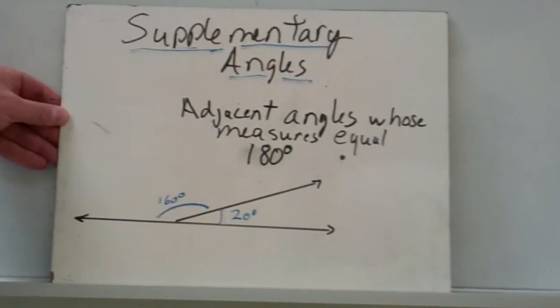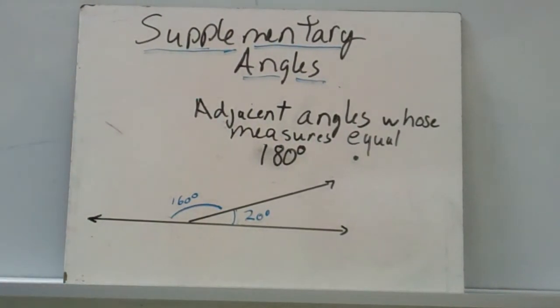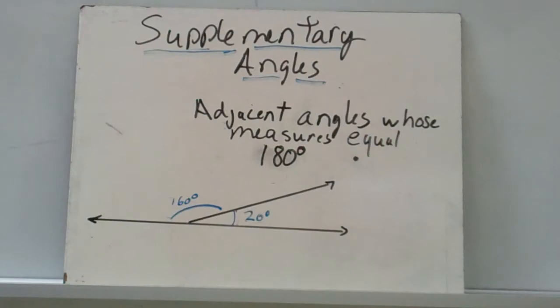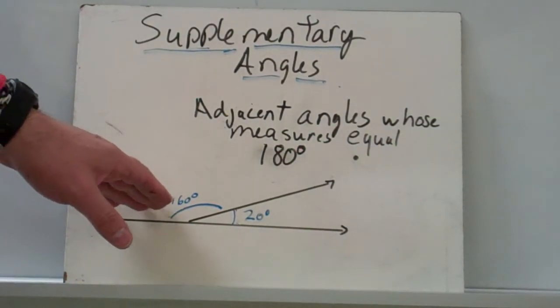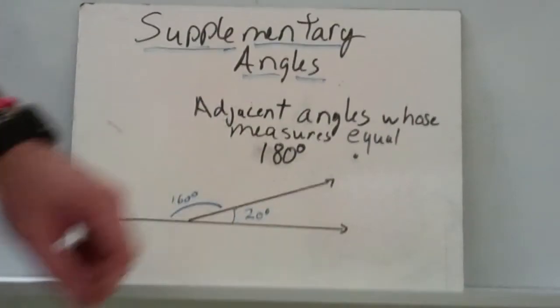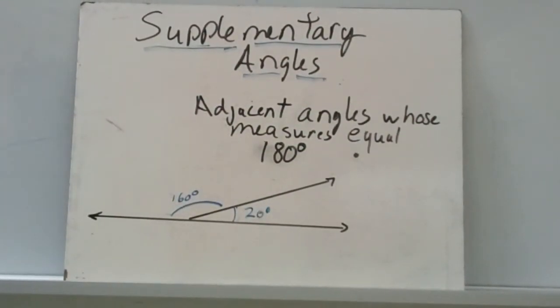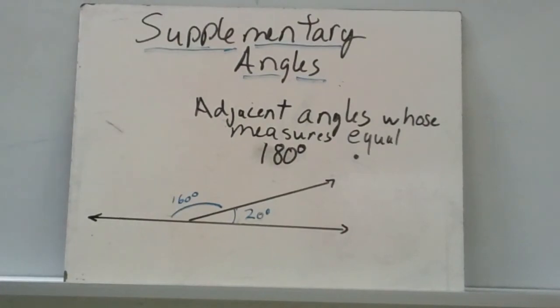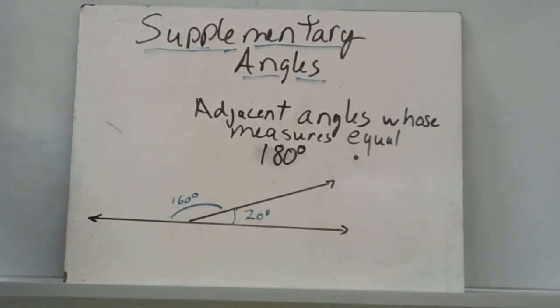And then the final kind of angle we're going to talk about is supplementary angles. And supplementary angles are angles whose measure equals 180 degrees. And you can see here I have a 160 degree angle, and then a 20 degree angle, and 160 degrees and 20 degrees equals 180.